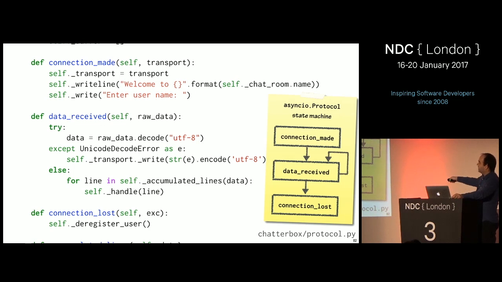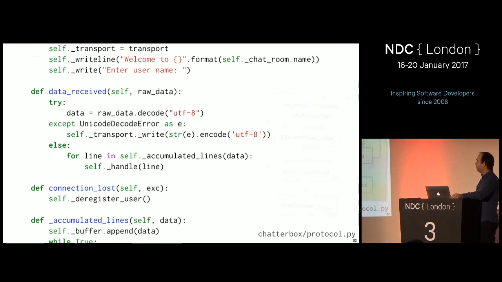When I get data received, I have to decode that into a string, and then I push it into this accumulated lines thing, because I just get bits of data, right? They're not logical lines. I have to look for the line endings in that data as it arrives. So I iterate this function, which you'll see in a moment, just extracts lines of text from whatever data I'm getting. And then when I get a complete line, I pass it to this handle line. And when the user leaves, the connection is lost, I just deregister the user. Okay?